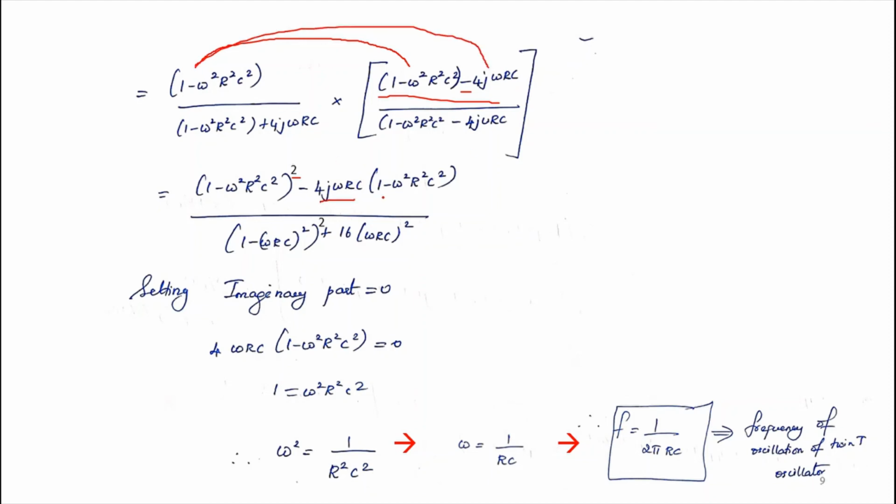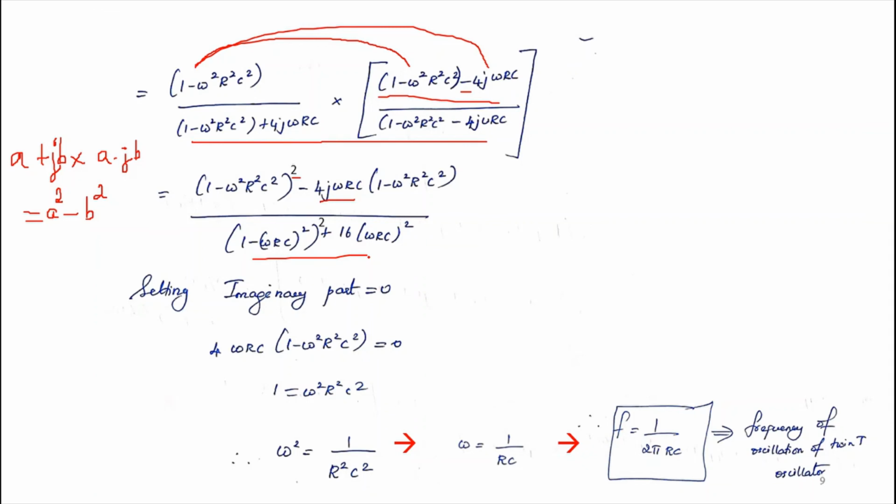So 1 minus omega squared r squared c squared divided by, so this term in the denominator is of the form a plus jb into a minus jb. Okay. So when you multiply a plus jb and a minus jb, the simple answer is nothing but a squared plus b squared. Okay. So you just multiply these two values and you'll get the value. I've given the equation over here. You can check the value.